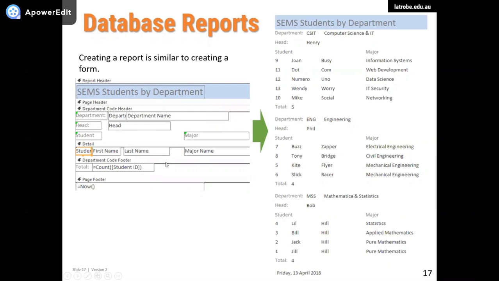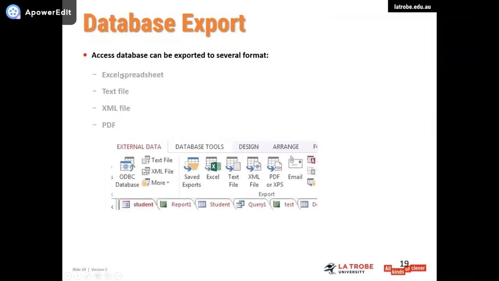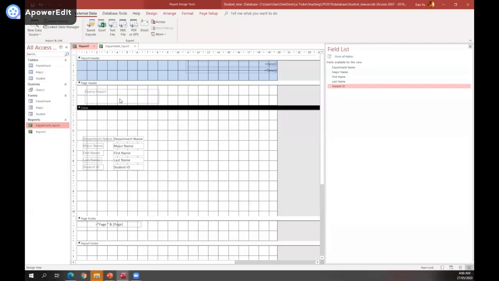And then it's the database export. You can use the Microsoft Access database and export it into different formats, for example, the Excel spreadsheet, the text file, XML files, or PDF files. This export is very simple. First you need to select which one you need to export: the tables, the queries, the forms, or reports. Then when you click, just choose the corresponding method. Then the database will be exported.